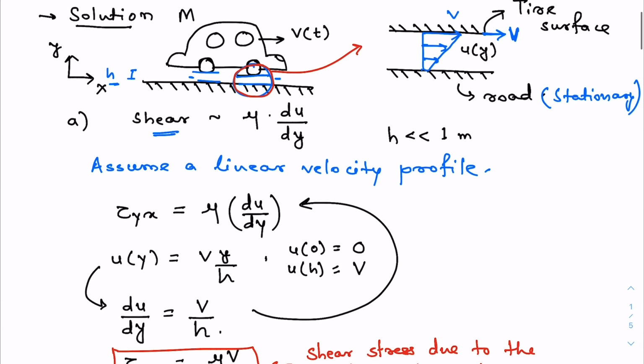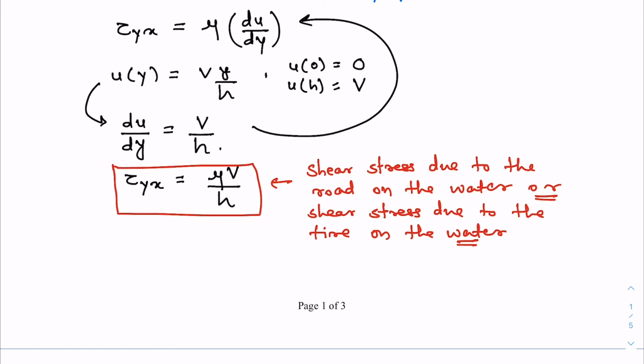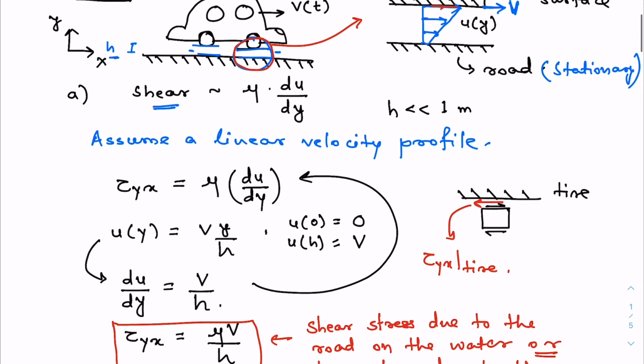So if you zoom in near the tire and look at a small fluid element like this, our convention for the stress tells us that a positive shear stress acting on this fluid element is directed as shown by these arrows. So the shear stress acting on the tire due to the fluid, which is water in this case, will be in the opposite direction like this, and this is the tau yx on tires due to the fluid. So this stress is acting in the opposite direction on the tire.